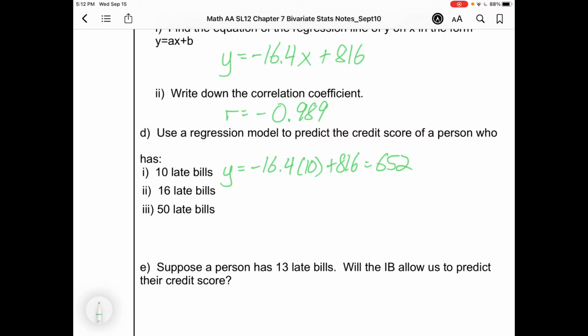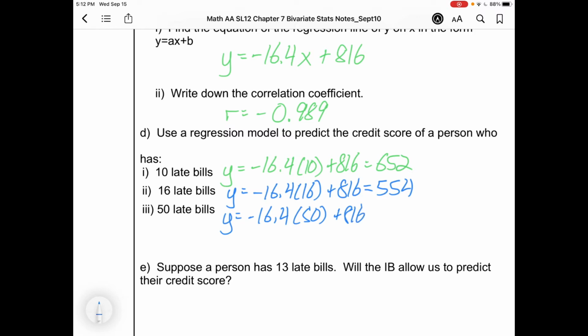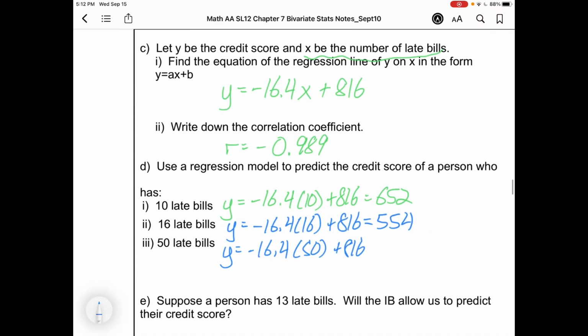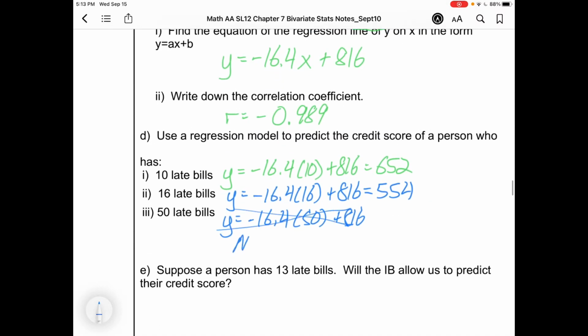16 late bills, same thing. I'll switch colors here. You can go and put 16 in for x. So we'd have negative 16.4 times 16, and probably the credit score is going to go down. Okay, if we run that through, we're going to get 554. Not as good. Let's see, 50 late bills. So we could put in 50 for x, except that would be, you guessed it, extrapolation. Okay, that would be beyond what we know about. We know about up to 20 late bills. No, we're not going to do this. No extrapolation. And if you actually run it through, I think it gives you a negative number.